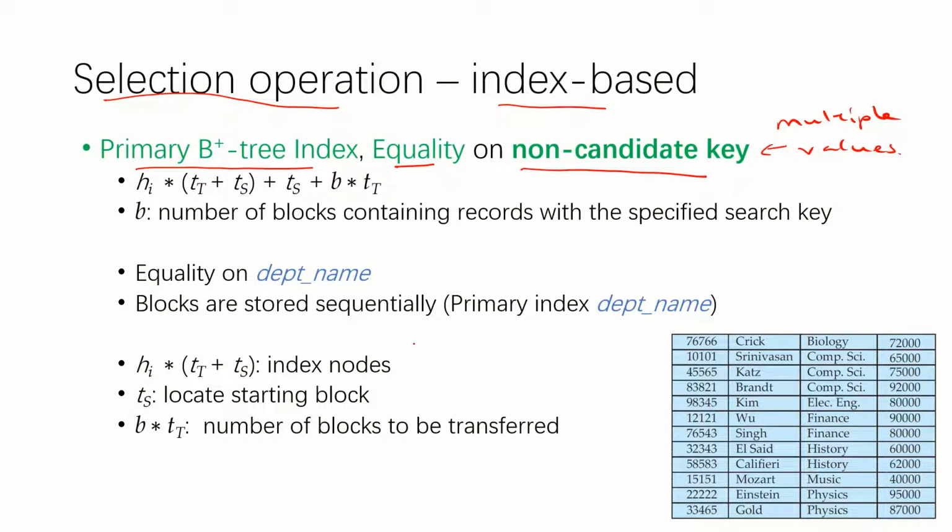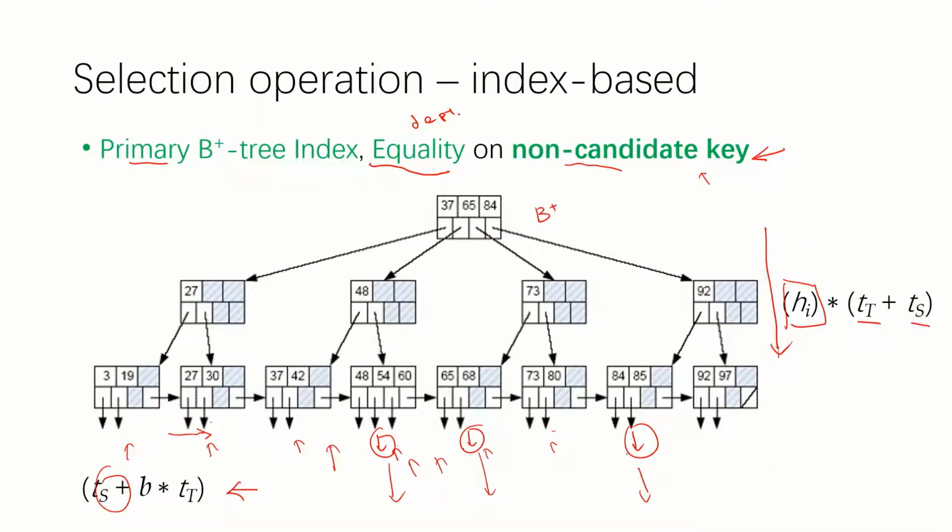So an example is department name. In this case, department name is the category over here. Notice that this is ordered, and it's sequential and ordered. So how do we derive the cost of this selection operation? For example, this equality, which is on department, a non-candidate key.